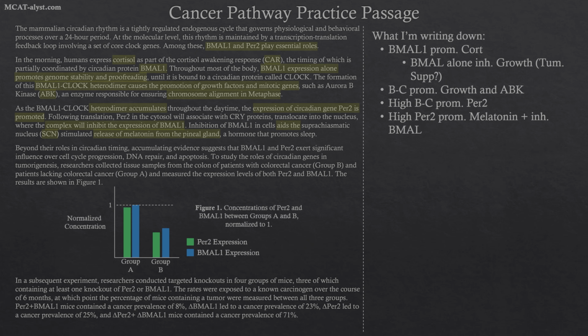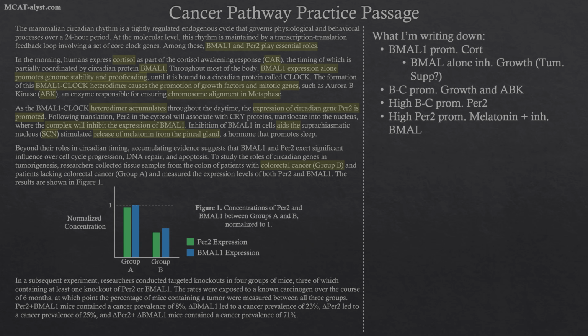Beyond their roles in circadian timing, accumulating evidence suggests that BMAL1 and PER2 exert significant influence over cell cycle progression, DNA repair, and apoptosis. Okay, probably about to start talking about cancer. To study the roles of circadian genes in tumorigenesis, there it is, tumorigenesis just means the genesis of a tumor. Researchers collected tissue samples from the colon of patients with colorectal cancer.